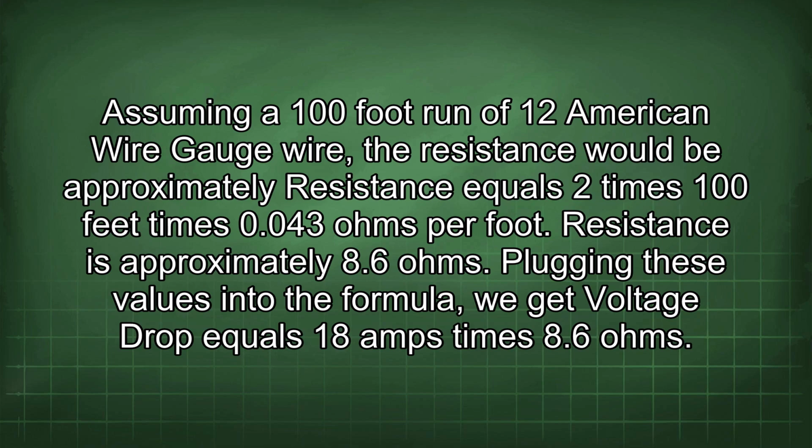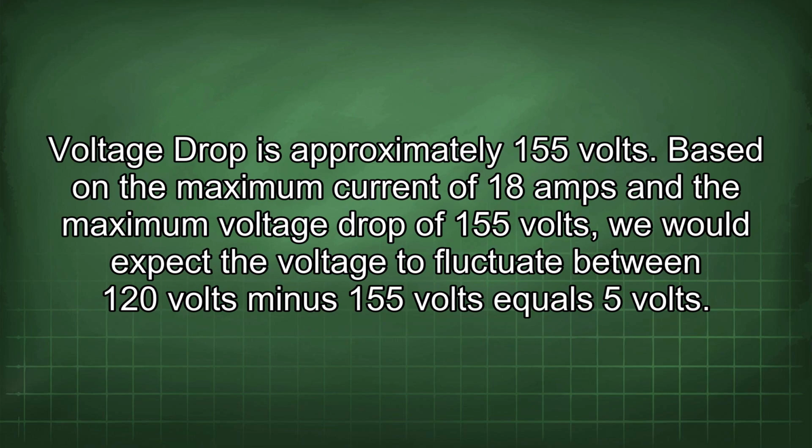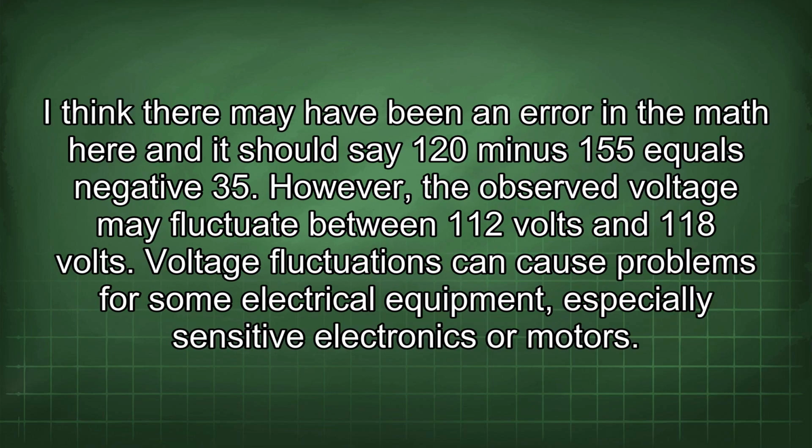Plugging these values into the formula, we get voltage drop equals 18 amps times 8.6 ohms. Voltage drop is approximately 155 volts. Based on the maximum current of 18 amps and the maximum voltage drop of 155 volts, we would expect the voltage to fluctuate between 120 volts minus 155 volts equals 5 volts. I think there may have been an error in the math here, and I should say 120 minus 155 equals negative 35. However, the observed voltage may fluctuate between 112 volts and 118 volts.